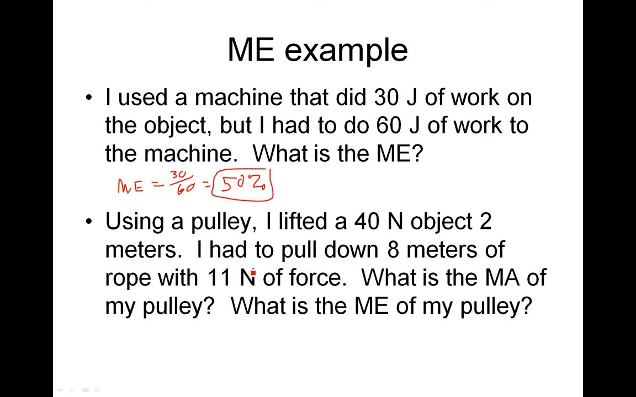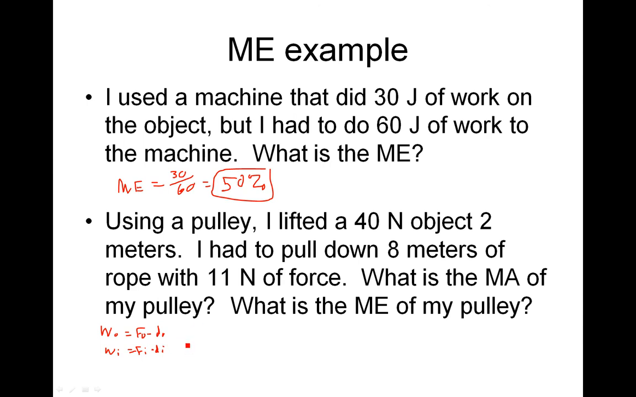That's pretty bad. Using a pulley, I lifted a 40 Newton object 2 meters. I had to pull down 8 meters of rope with 11 newtons of force. What is the mechanical advantage of my pulley? And then what's the mechanical efficiency? So we have to start with mechanical advantage, and I have to get my work first. So remember, work out is force out times distance out. Work in is going to be force in times distance in.